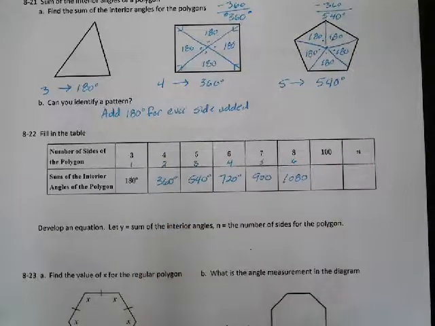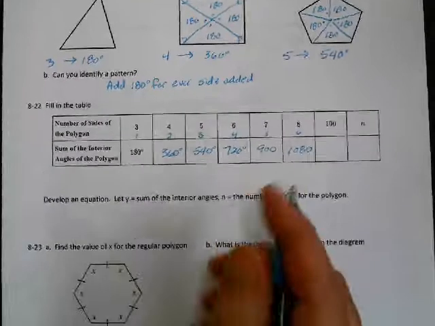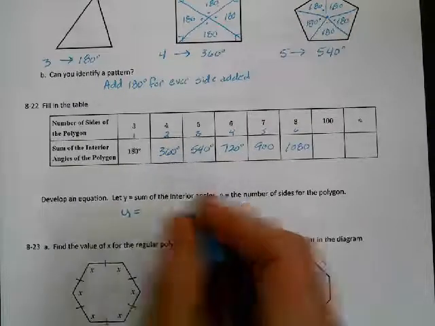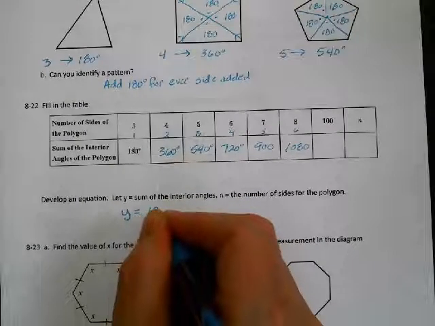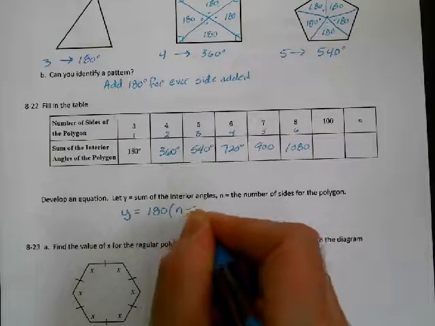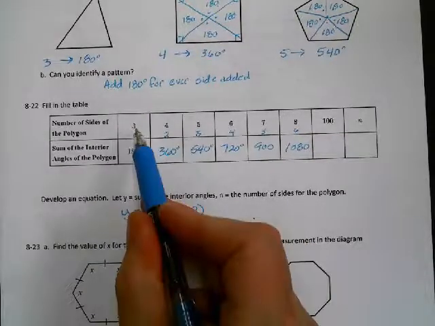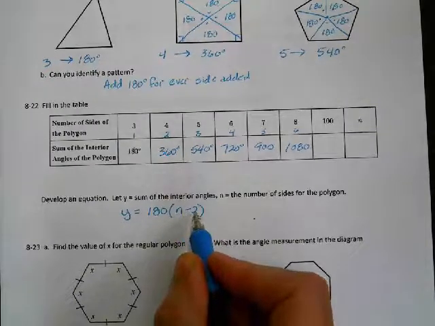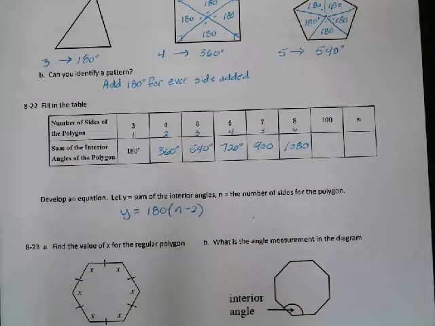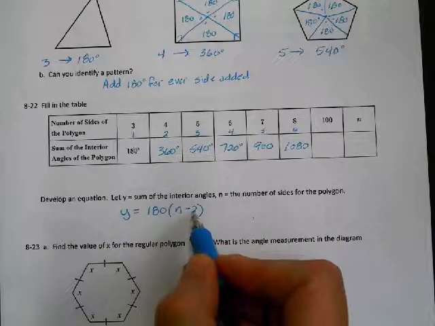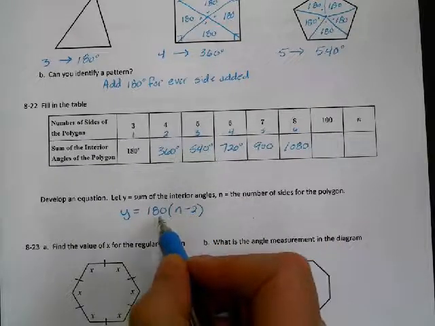So it looks like we can say that the sum of the interior angles should be equal to 180 times the number of sides minus 2. Because when I have 3 sides, plug 3 in right here. 3 minus 2 is 1. I have 180 degrees. When I have 4 sides, plug in 4 here. 4 minus 2 is 2. I've got 2 times 180, 360.